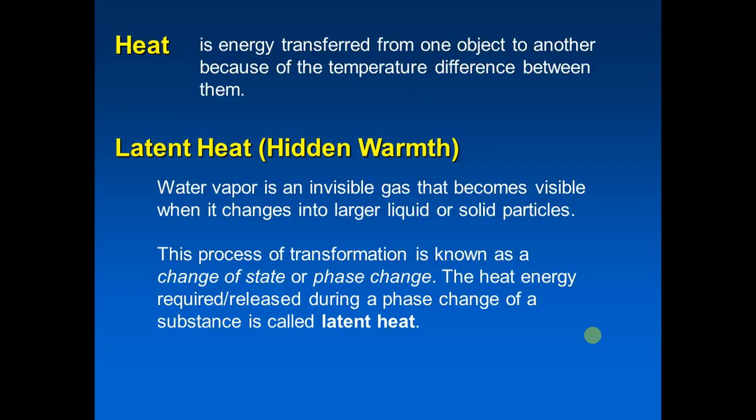And the transformation from one phase or state of matter to another is called a change of state or a phase change. Okay? How many states of matter are there for substances? There are 3. Solid, liquid, and gas. And when something, whether it be water, air, or carbon dioxide, changes state from one to another, it takes energy, or energy is given off. The energy, that's a form of heat required or released during a phase change of a substance, is called latent heat.